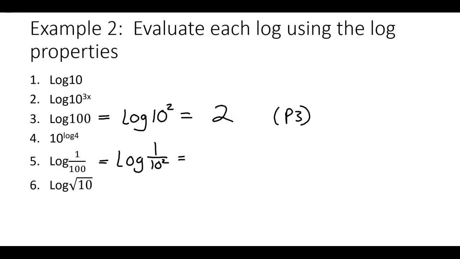What do I do about fractions? You lift it up to the top, make the exponent negative. Yeah, so it's going to be log base 10 of 10 to the negative 2. And now once again we could do property 3 again. And the answer is negative 2.